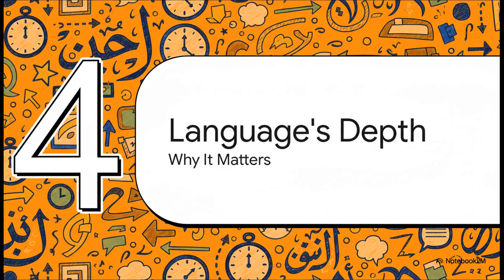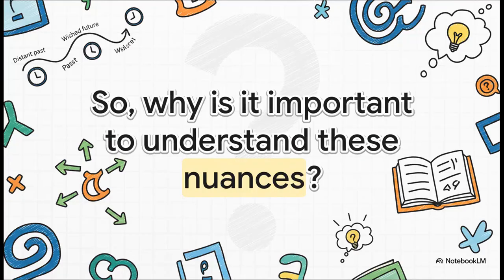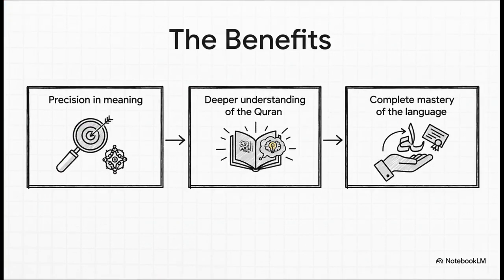So as we start to wrap this up, I think it's pretty clear that these aren't just some boring, obscure grammar rules you have to memorize. They're actually the very tools that give the Arabic language its incredible texture and its profound depth. But why bother? I mean, why go to all the trouble to learn these different shades of the past? Why does it really matter if something happened versus had been happening? So what's the big takeaway here?